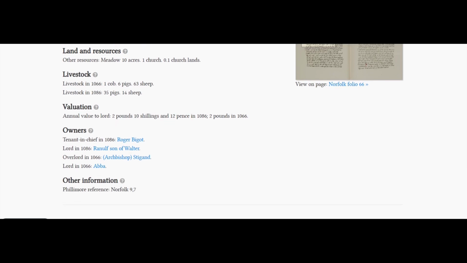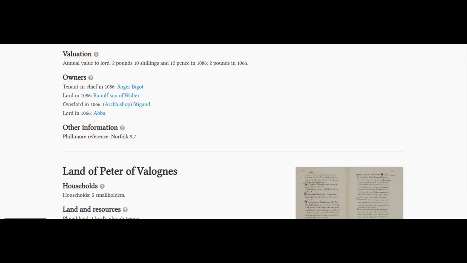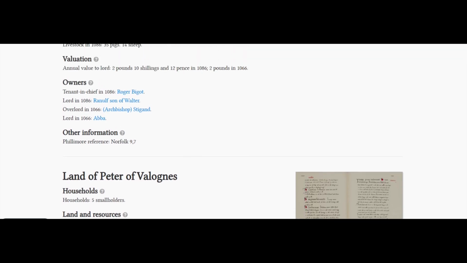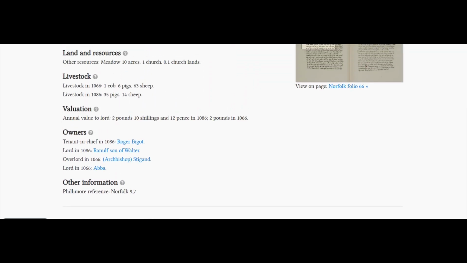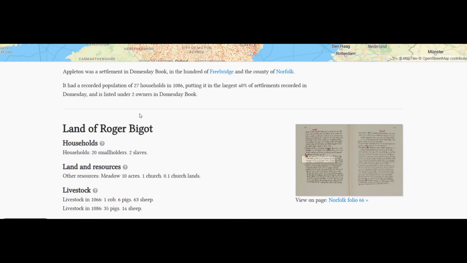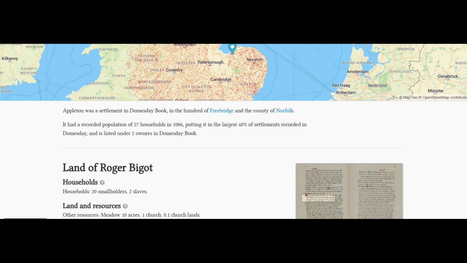So pre-Norman conquest, it's listed under 2 lordships: Peter de Valoins, a Norman chief, and Roger Bigot, a Norman knight. Roger is who we'll be discussing, because his land included the church, in addition to a hall surrounded by a moat to the southeast.